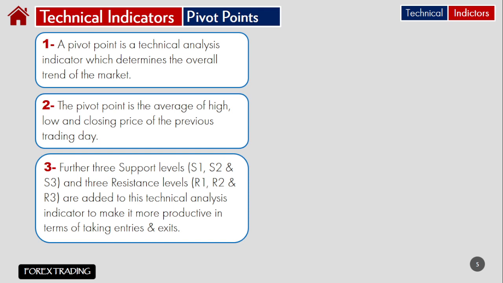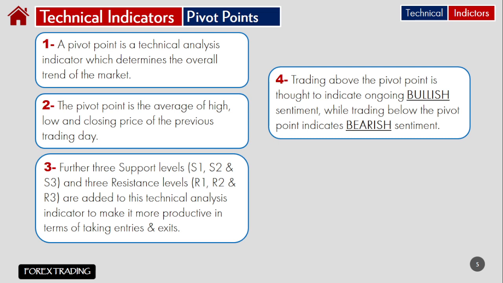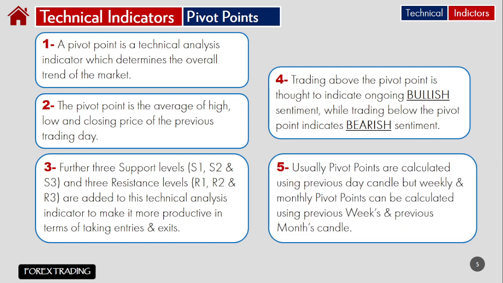on any price chart. Number four, trading above the pivot point is thought to indicate ongoing bullish sentiment, while trading below the pivot point indicates bearish sentiment. So if there is a pivot point line and the price is above the pivot point, then it means the market is bullish. If it is below the pivot point, then it means the market is bearish.